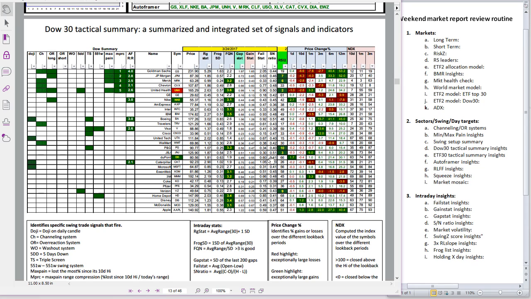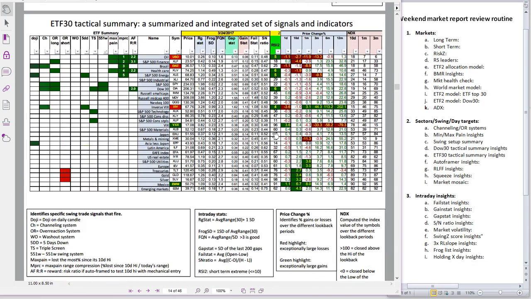So from this summary of signals and some of these performance data, this is where I am building my daily price tables and definitions from among the various statistics like range stats and gap stats and so forth. So this is my integrated tactical look as I'm looking for candidates for tomorrow's trade, along with some swing trade candidates as well. Same thing with ETF 30. I'm noticing that oil and Brazil and XIV were big one-day losers. I like oil and Brazil because they're firing high on the max pain range compression.